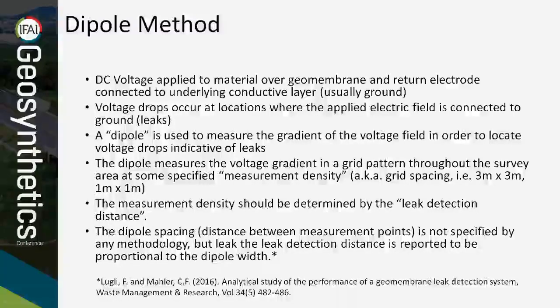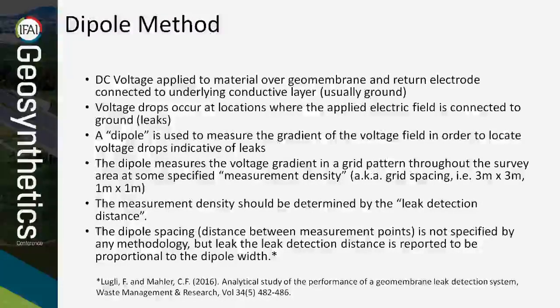To perform the dipole method, a DC voltage is applied to the cover material via a current injector electrode, and the return electrode is connected to the underlying conductive layer. Voltage drops occur at locations where the electrical field is connected to ground, which would be where there's a leak or a breach in the geomembrane. So this dipole can be used to pinpoint where those voltage drops occur, so the leaks can then be excavated for repair.